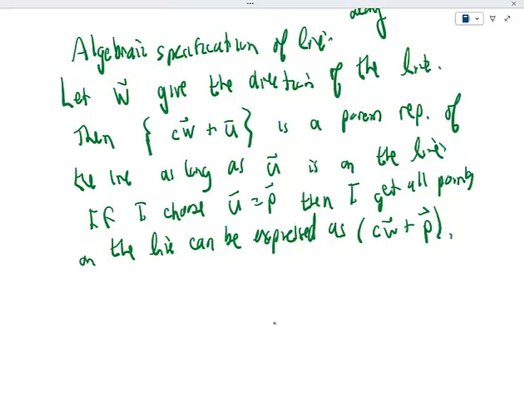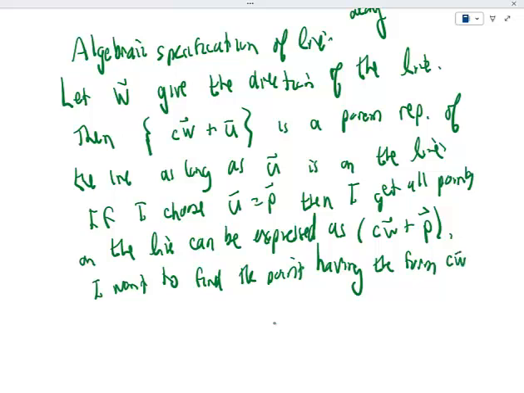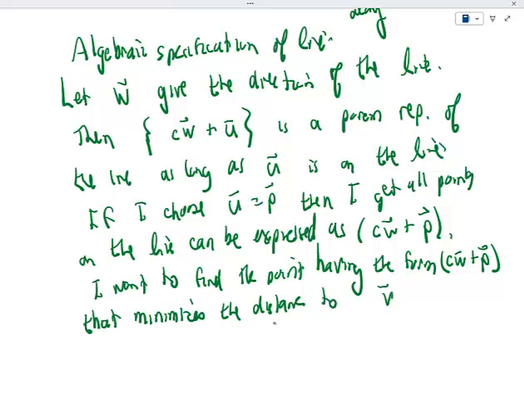Now I want to find the closest point to V. I want to find the point having the form, every point on the line has this form, that minimizes the distance to V. So I want to minimize the distance, the norm of C times W plus P minus V. That's what I want to minimize.